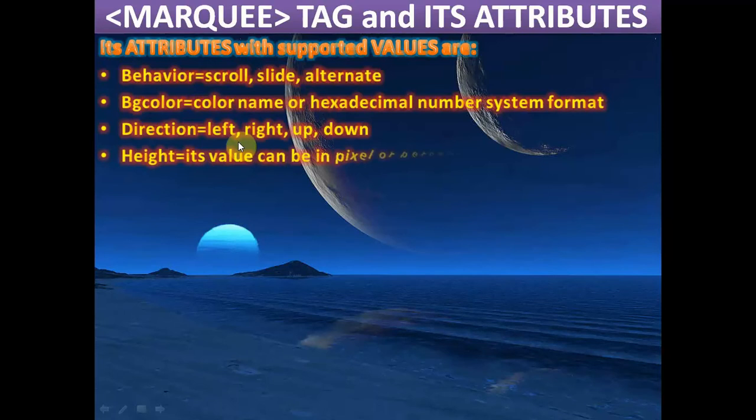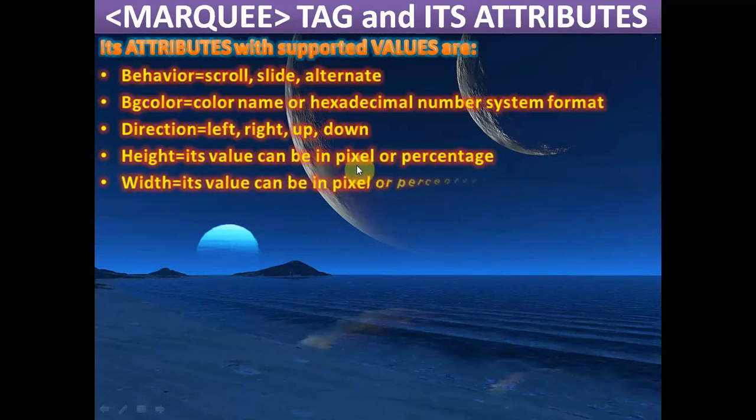Another is height. It specifies the height of the Marquee. Whenever you want to define the height of the Marquee in our web page, we have to use the height attribute, and it can be written in pixels or percentage. Pixel means a number, percentage you know. Same with width, it is used to define the width of the Marquee, and it can be written in the form of pixels and percentage.